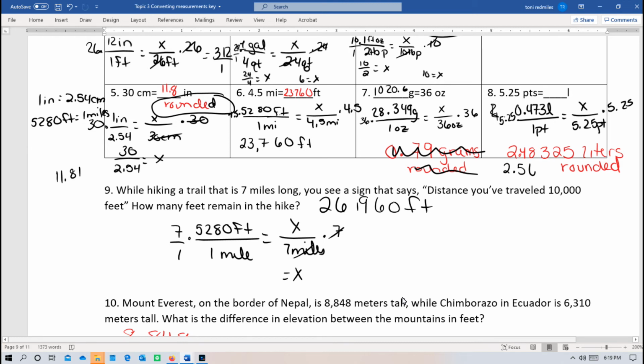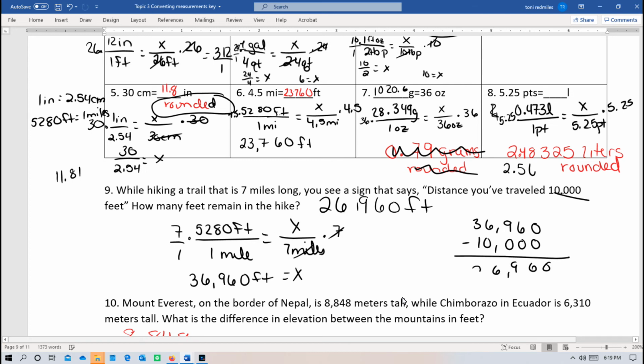7 times 5,280 is going to be 36,960 feet. Now I've already traveled 10,000, so the next step is going to be to subtract 10,000 feet from this. And when I do that, I'm going to get 26,960 feet.